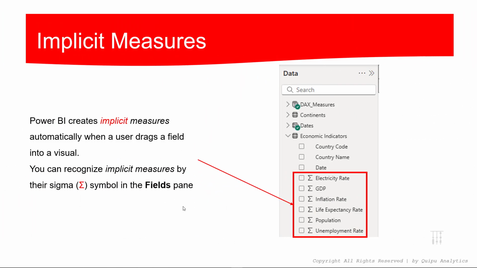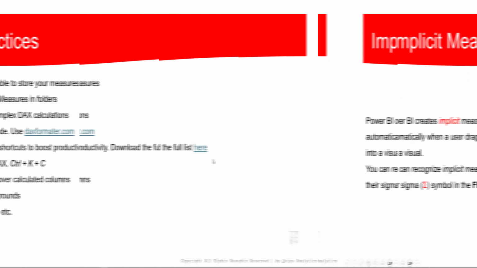Another cool concept about Power BI is the implicit measures. So you don't have to do anything with this type of measures. Like it says right here, Power BI creates implicit measures automatically when a user drags a field into a visual. We're going to go over this during our exercise, okay? You can recognize implicit measures by the sigma symbol in the fields pane. So here on the right, as you can see, from electricity rate through unemployment rate, you can create implicit measures with these fields.